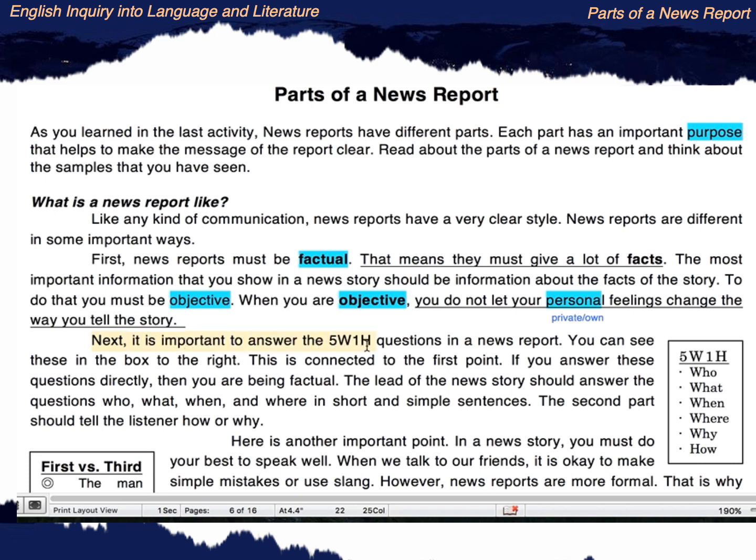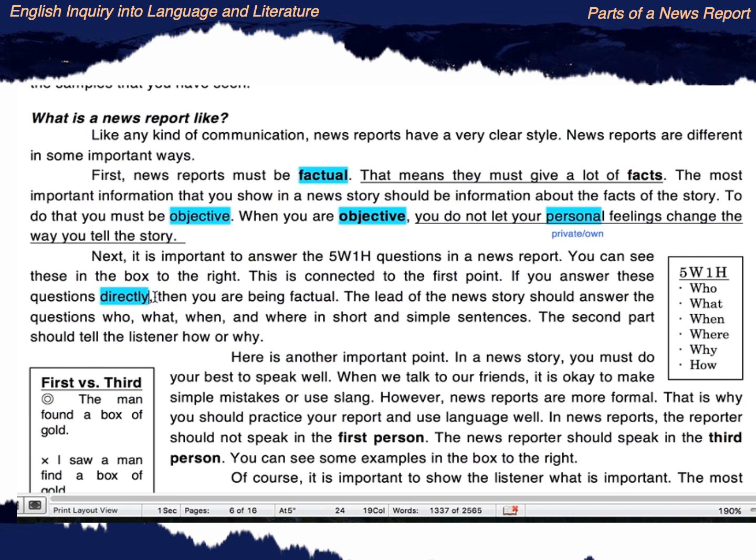Next, it is important to answer the 5W1H questions in the news report. You can see these in the box to the right. Oh, yes, this 5W1H: who, what, when, where, why, how. This is connected to the first point. If you answer these questions directly, let's mark this. Then you are being factual. Another word, factual.